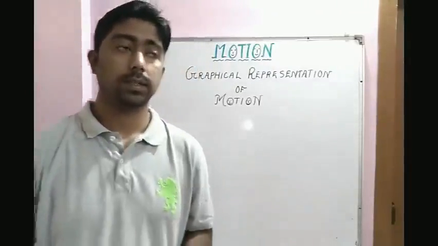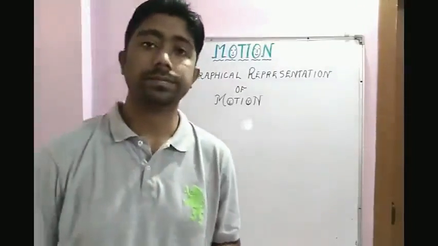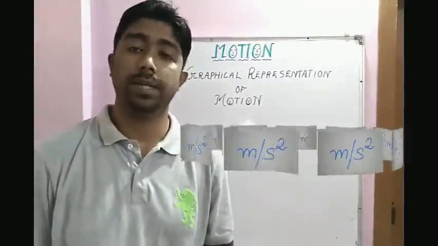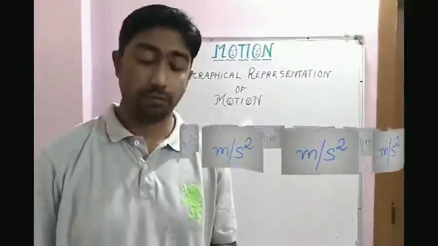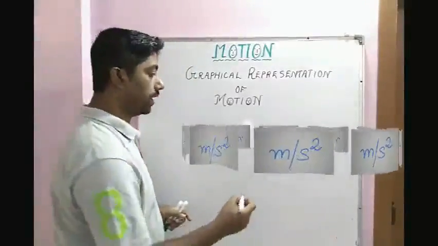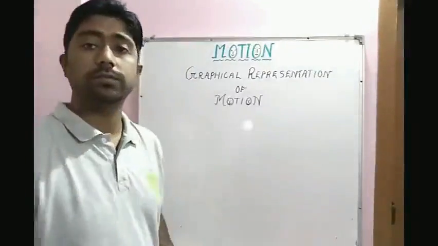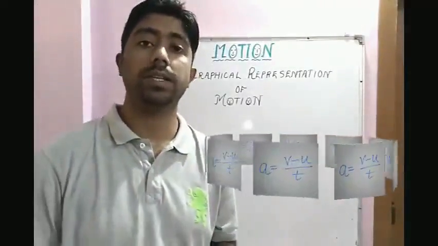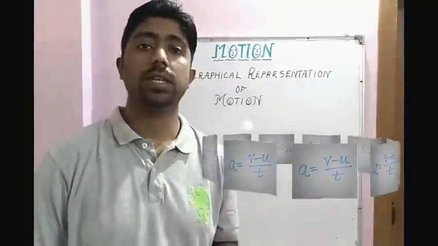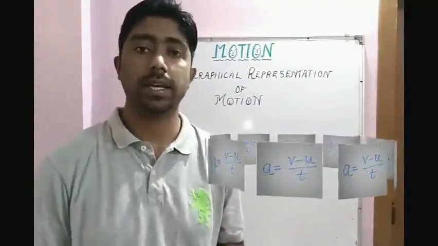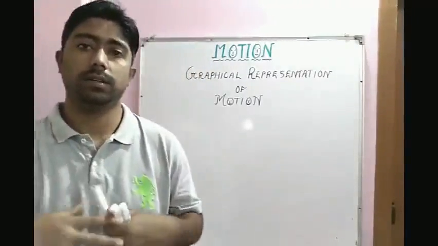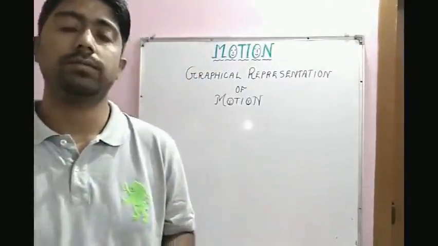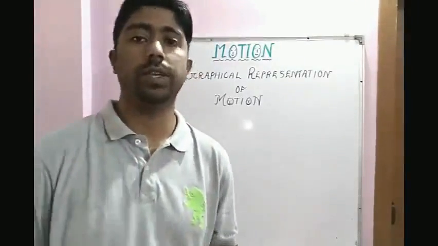So these were the concepts that we discussed. Again, we discussed the SI unit of acceleration, which is meter per second square. And if you remember, the formula for acceleration was a = (v - u)/t, where v is final velocity, u is initial velocity, and t is the time taken for the velocity to change from u to v for that moving object.